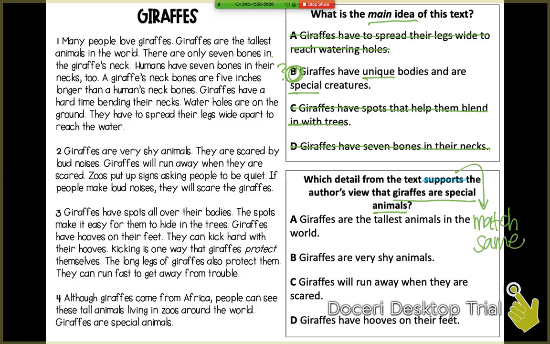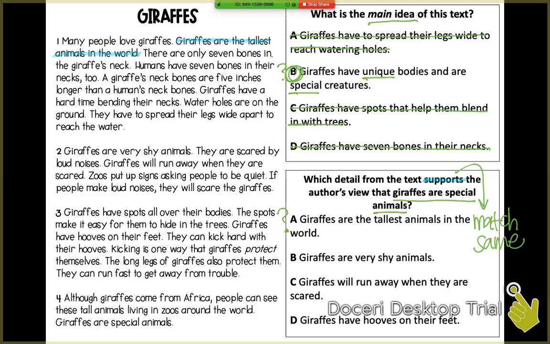A says giraffes are the tallest animals in the world. They're the tallest animals in the world. I see that back in my text. And like we just talked about, to me, that's the most unique and special thing about giraffes because of how tall they are. They're the tallest animal in the world. Like they're number 1 tallest animal in the world. That's pretty special, I think. So let's put a question mark here for A.